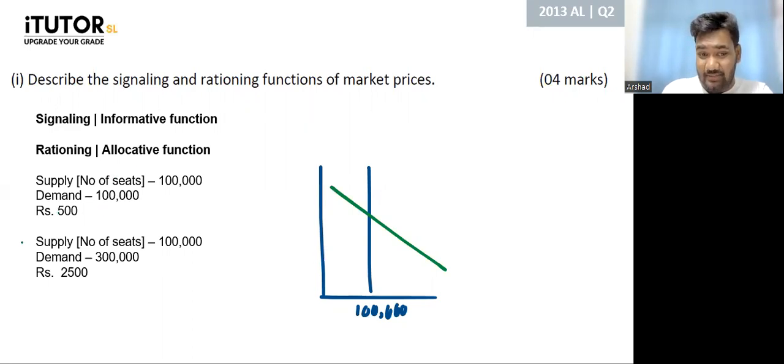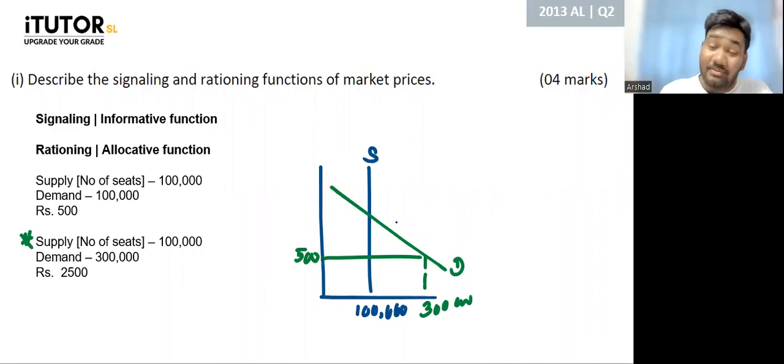Now this is the second situation that I'm drawing. When the price is 500, the demand would have been 300,000. This is the demand. So see, at the price of 500, 300,000 people want to buy. The supply of this good is only 100,000. So what did price do then? How did price ration or allocate 300,000 people for just 100,000 seats? What did the price do? In this instance, the price went up.